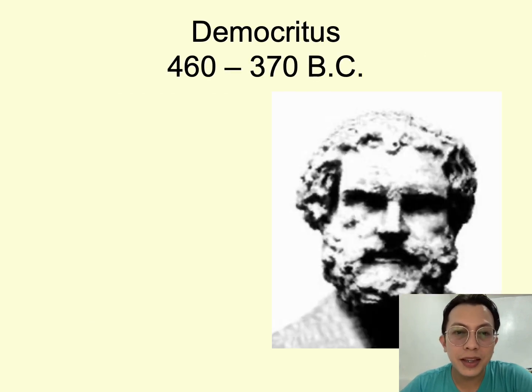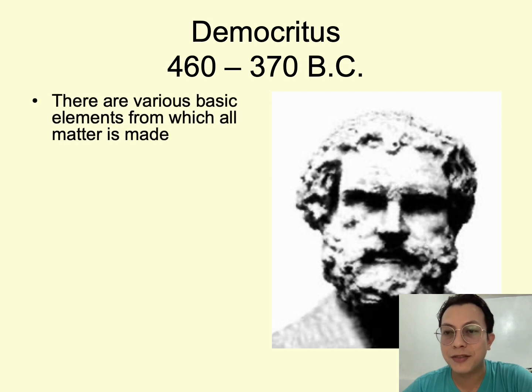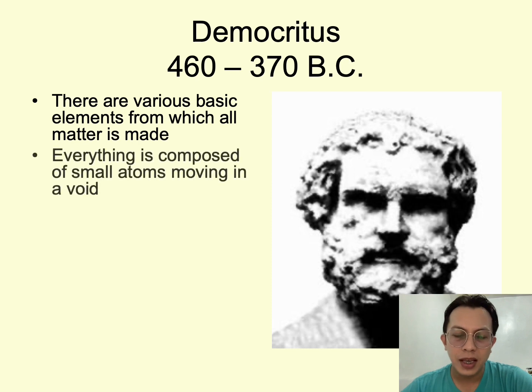All right, let's begin with Democritus. It was 460 to 360 BC, before Christ. According to Democritus, there are various basic elements from which all matter is made, and everything is composed of small atoms moving in a void. It's like a blank space, and imagine a dot, the particles moving in the void. That is how Democritus described the atom.